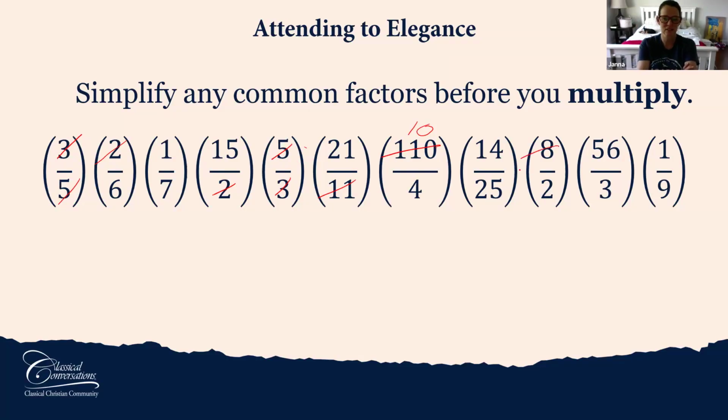toward the other end. So there's 8. 2 times 4 is 8. So I can simplify those. All right, anything else? Fourteen over 7 is 2. Okay, so there's a 2 and there's my 7.